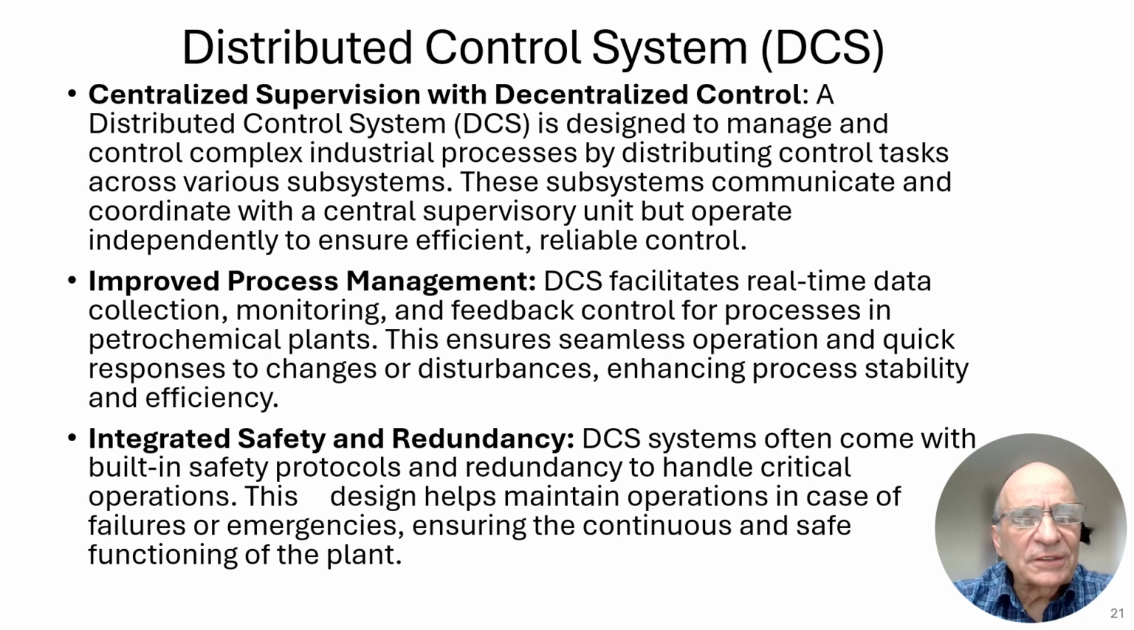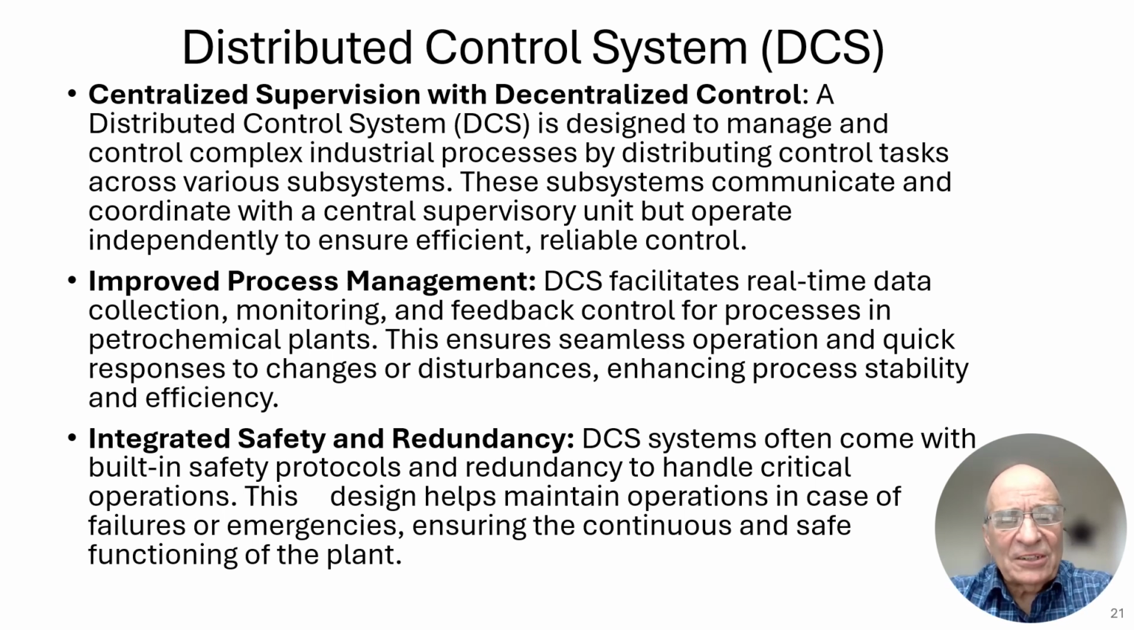A distributed control system. Most plants can be operated by using a series of programmable logic controllers or by using a DCS system. A DCS system is a centralized supervision system with decentralized control. A DCS is designed to manage and control complex industrial processes by distributing control tasks across various subsystems. These subsystems communicate and coordinate with the central supervisor unit, but operate independently to ensure efficiency and reliable control.